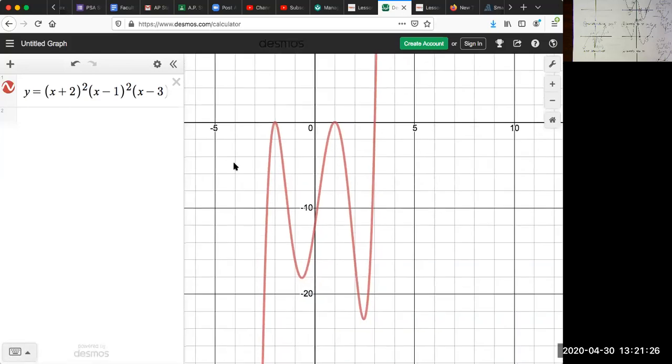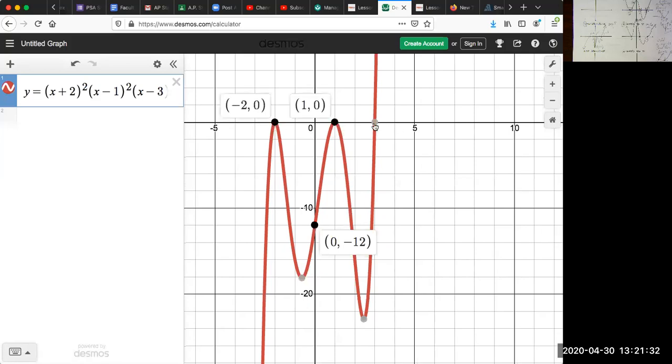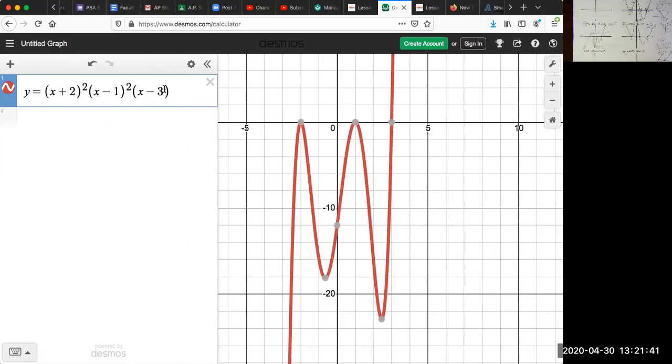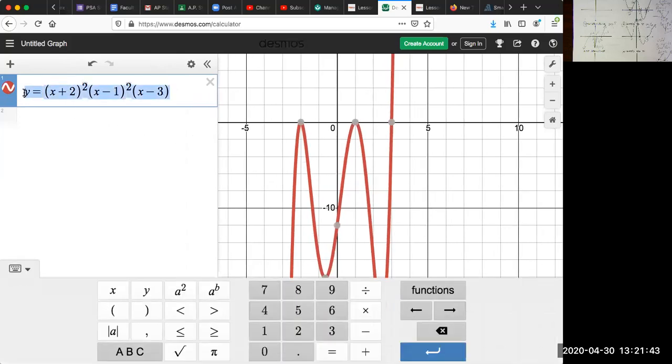Okay, that's a lot better. So we have our y-intercept at (0, -12), bounce, bounce, pass through. That's y sub 3. Now let's do y sub 4, I mean.